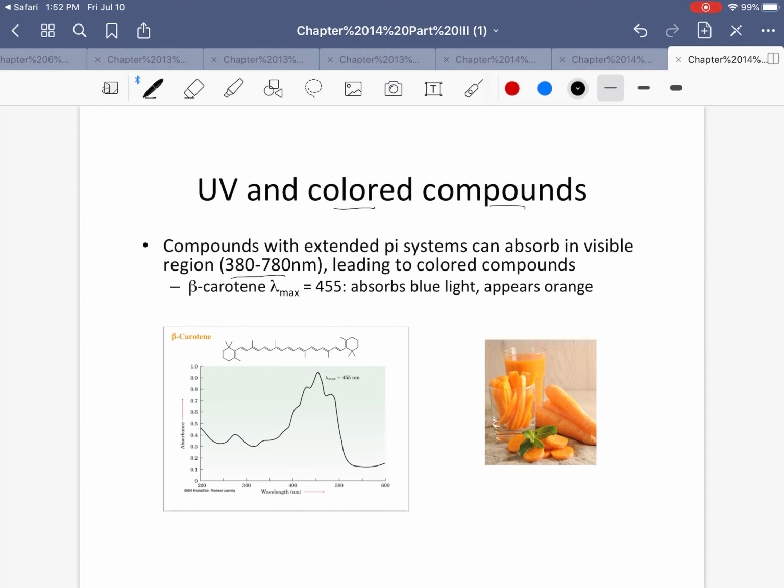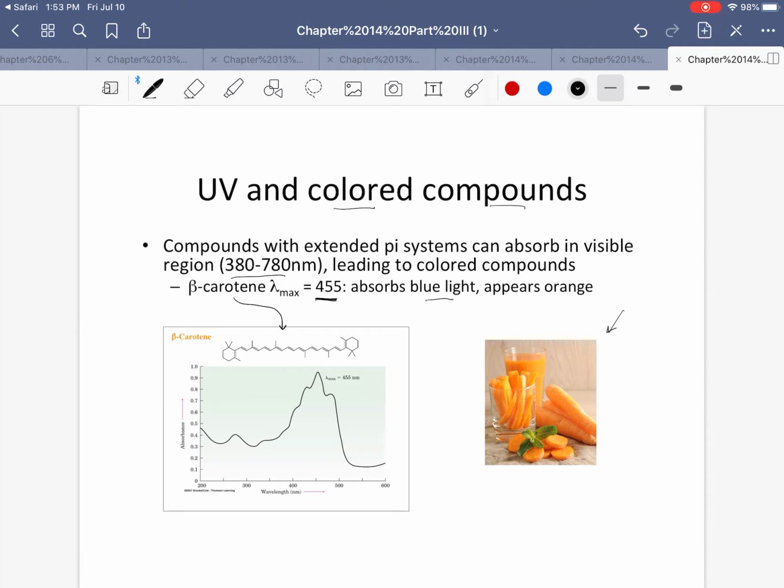So beta carotene has this very long extended pi system, and the lambda max is all the way up at 455 in the visible region. So it absorbs blue light and it appears yellow, or orange, that's the color that you see in your carrots and tomatoes.